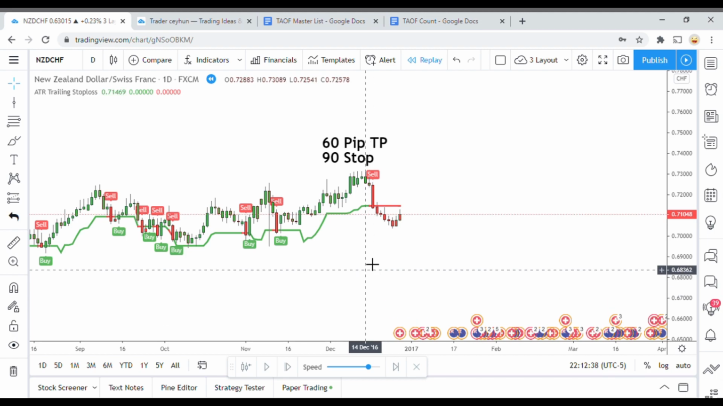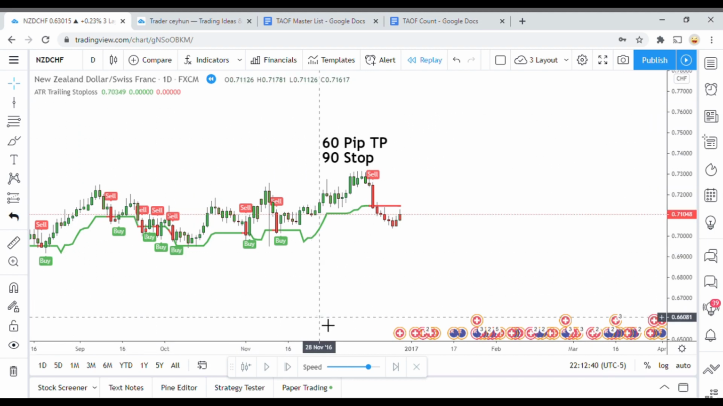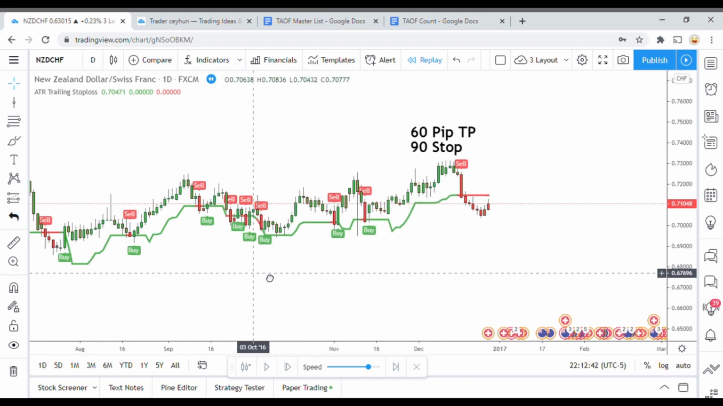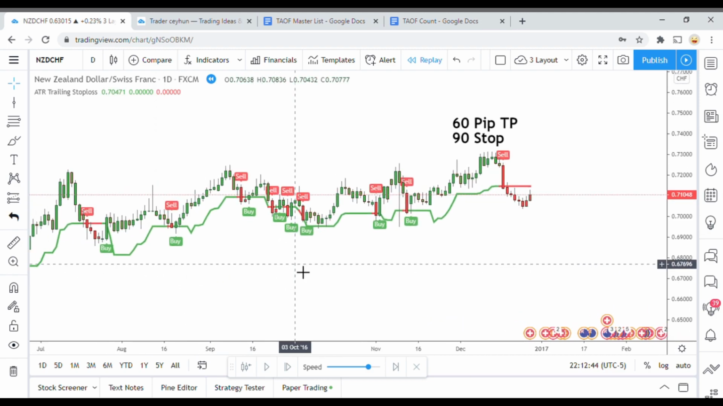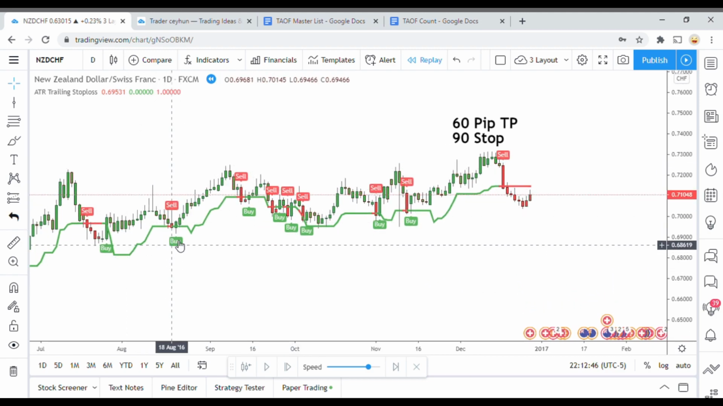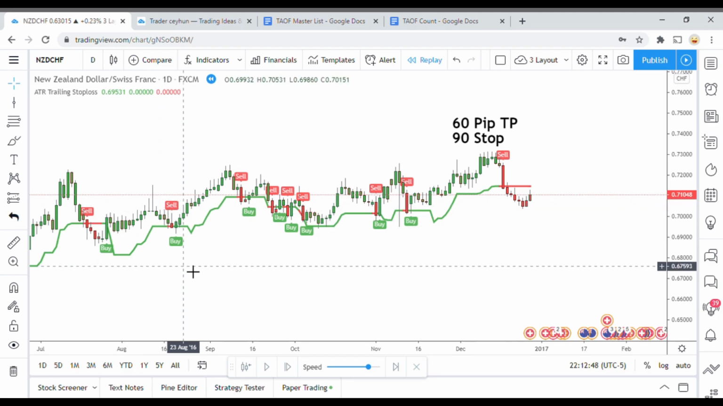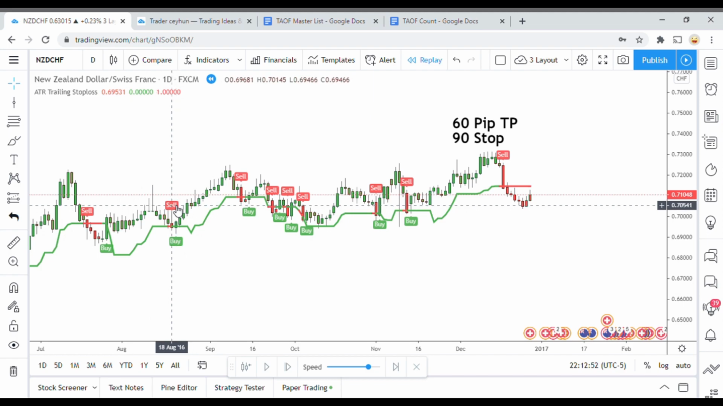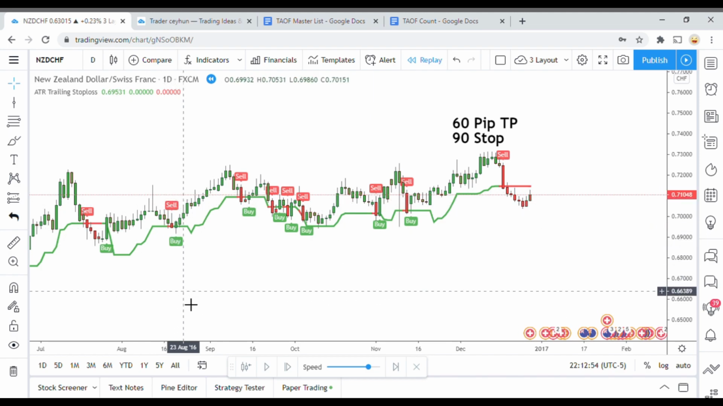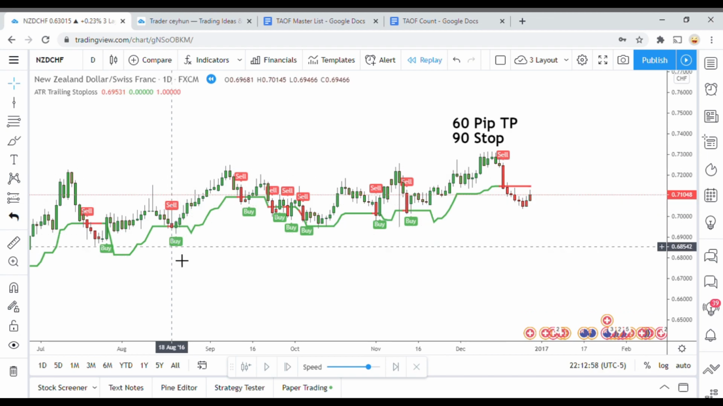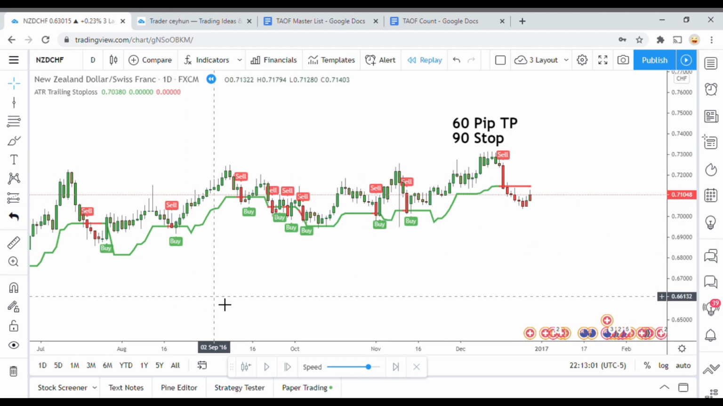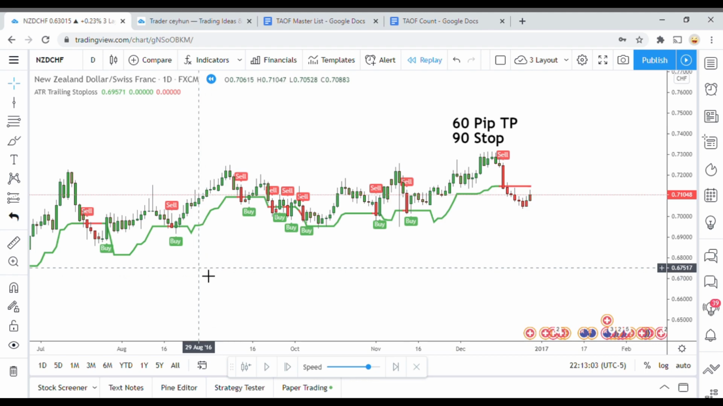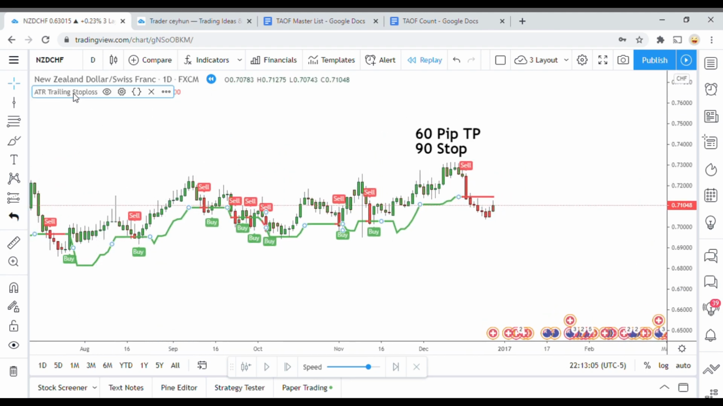So with that being said, again, the ATR trailing stop loss is today's indicator, and we will be testing it as an entry indicator. I mean, it's pretty simple here. We have buy and sell tags. When it gives us a sell tag, we will go short. When it gives us a buy tag, we will go long. Not a whole lot to it other than that.